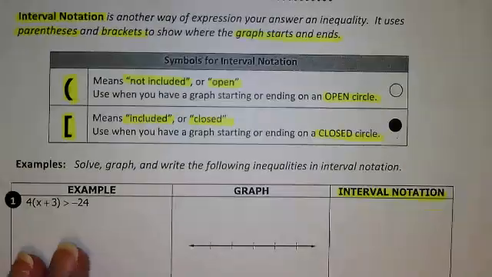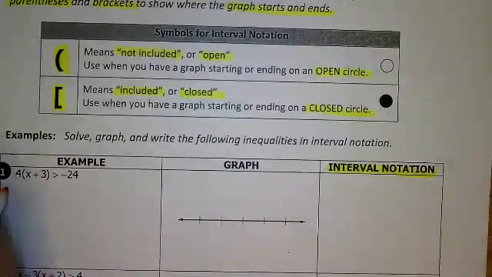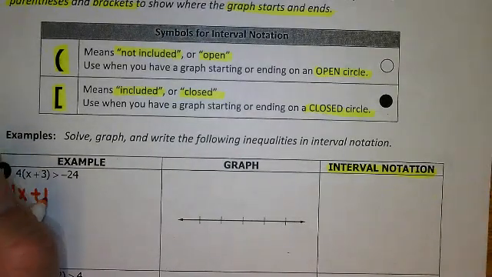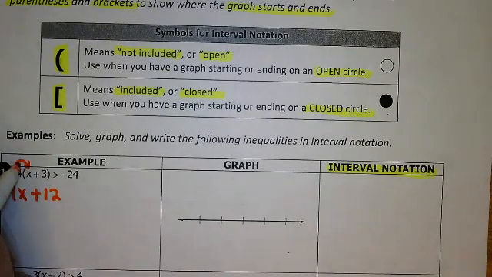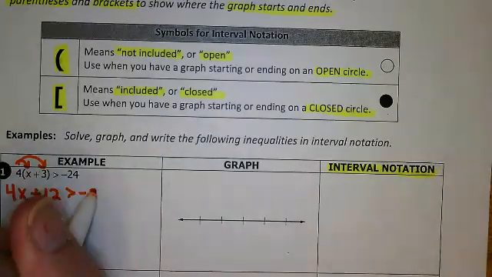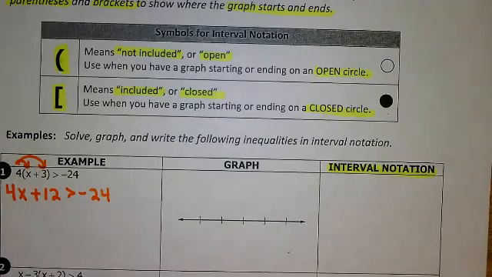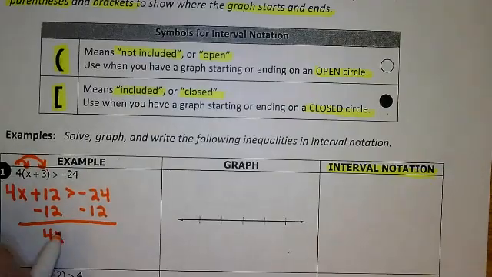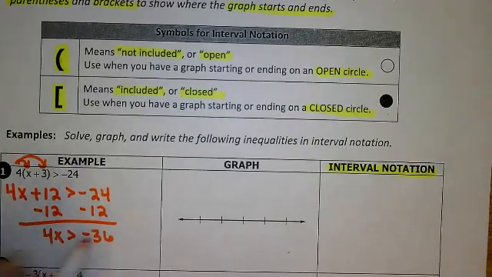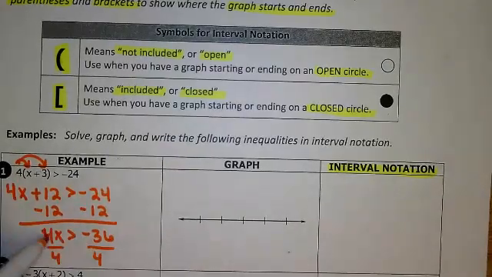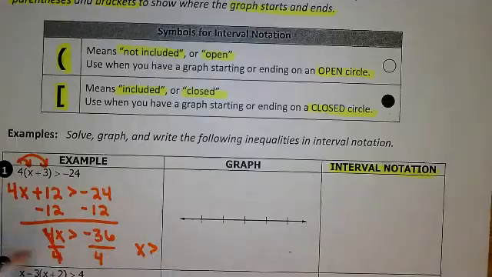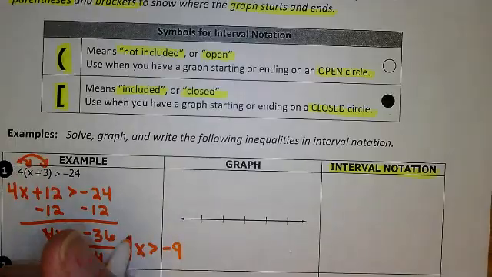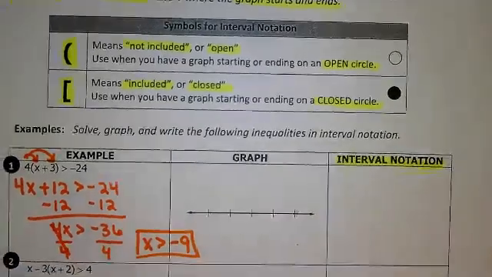So when you are solving, you solve it just like you normally would. Don't forget to distribute to both items. Some of you are forgetting that second item, so slow down. And then you're going to subtract on both sides. 4x is greater than -36, and yes, you should be dividing by 4. So in that case, it is x is greater than -9. That is how you typically have answered your inequalities.